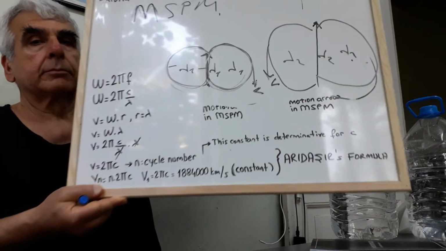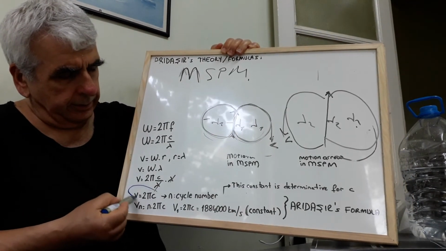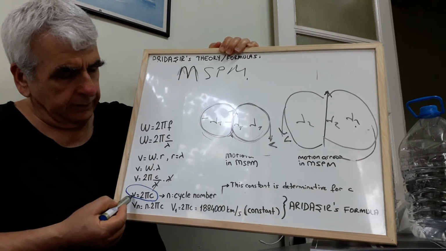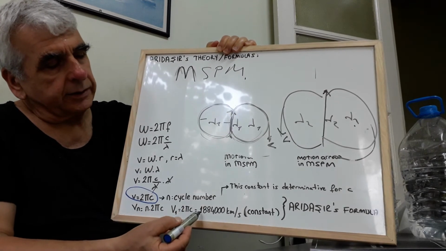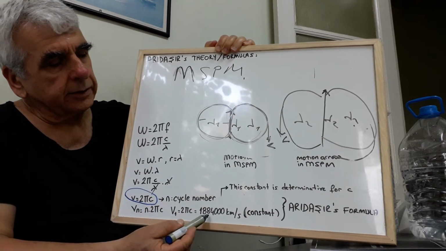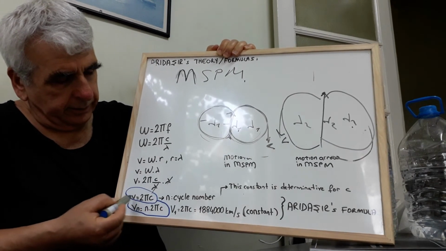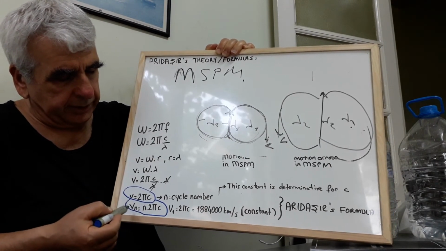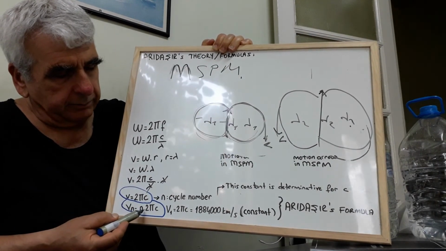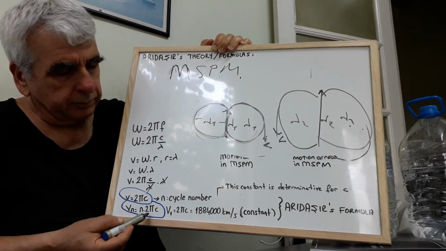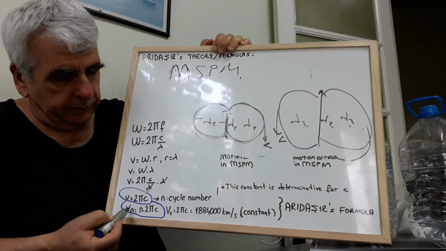Yes, here again. And then, this is my main formula. First cycle's linear velocity is 2 pi c is equal to 1,884,000 km per second. And this is my second formula about this subject. For n cycle, n multiplied by 2 pi c is linear velocity n.